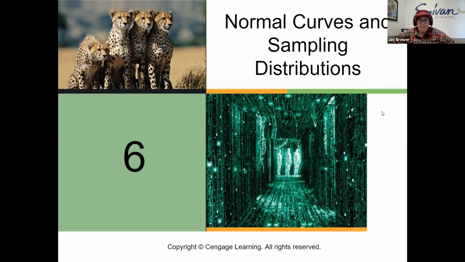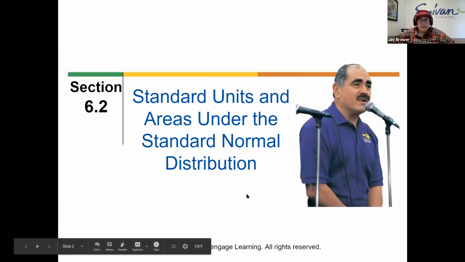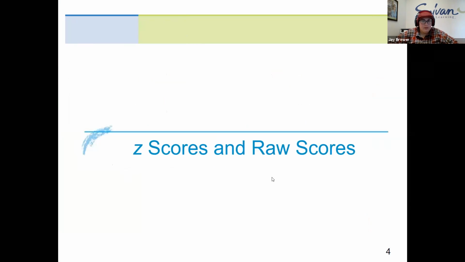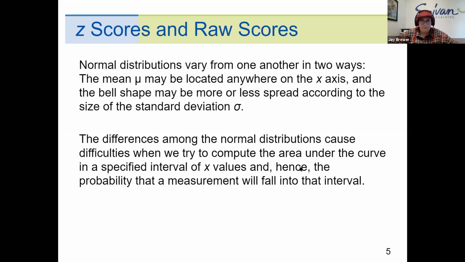Okay. All right. Standard units and areas under the standard normal distribution. Given a mean and a sigma, convert raw data to z-scores. Given a mean and a sigma, convert z-scores to raw data. Given the standard normal distribution, find areas under the standard normal curve. Okay. Z-scores and raw scores. Once we start with z-scores, you probably will not stop seeing them. And if you can print out your z-score table, I highly recommend doing so.